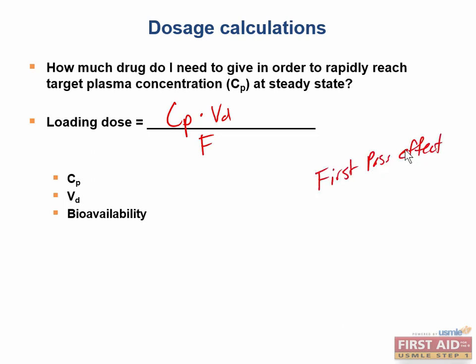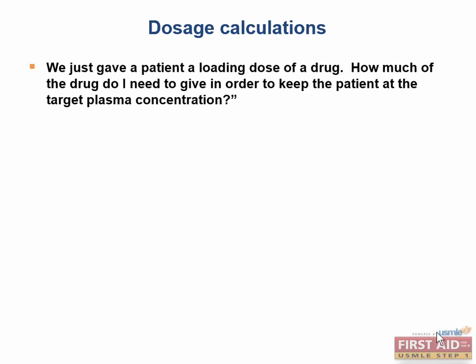Remember, it's the first pass effect. And remember earlier I said oral medications are somewhere less than 100%. Well, if I'm telling you that the bioavailability is only 50% of a given drug, it means only 50% of the drug is reaching its target. So we need to divide by 0.5. Anything divided by 0.5, you double what you need to give. So you're going to need to double that loading dose because only 50% of the stuff that we give actually makes it to its target. That's the effect of the first pass effect.